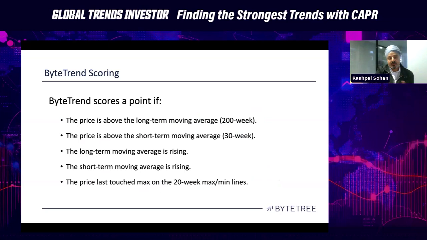So we essentially assign a point if the CAPR is above the long-term moving average, which we define as a 200-week moving average. We also assign a point if it's above the short-term moving average, which is roughly half a year or 30 weeks. We also give a point if the long-term moving average itself is rising, which means it's moving in the right direction. If the short-term moving average is also rising, it also scores a point. And then lastly, we score a point if the CAPR price last touched the 20-week maximum, right? So the maximum you can score is 5, which is a fantastically strong trend, and the minimum you can score is 0, which is a very weak trend.